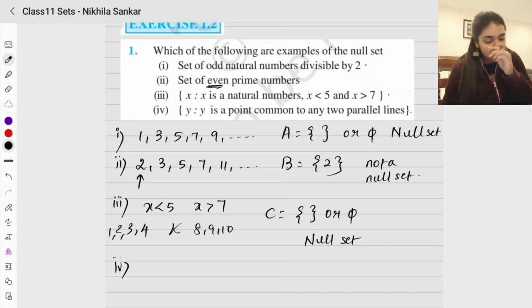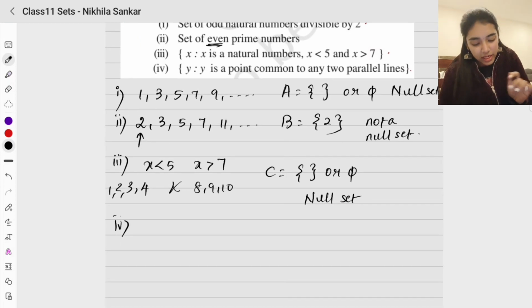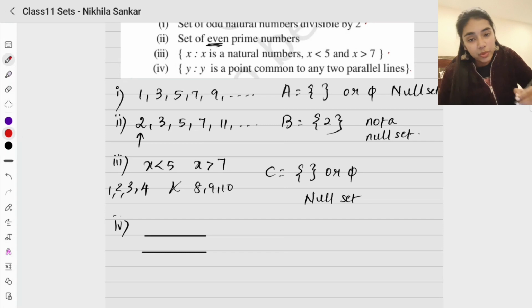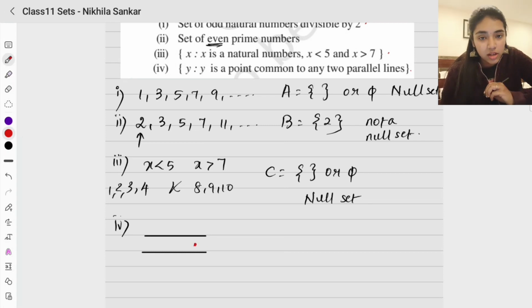Fourth subsection. Y is a point common to any parallel lines. How do parallel lines look? So these two lines are parallel. Is there any point which is common to both? No. There are no common points.